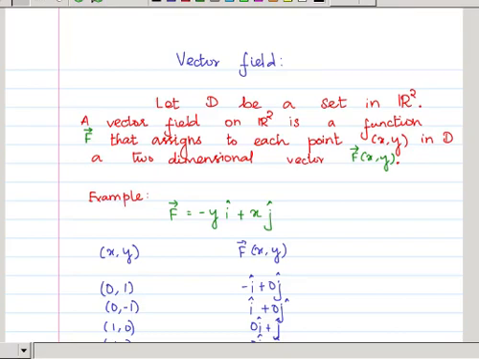Hi friends, in this video we are going to see how to plot vector valued functions. First of all, we are going to start with the vector field. What is a vector field?